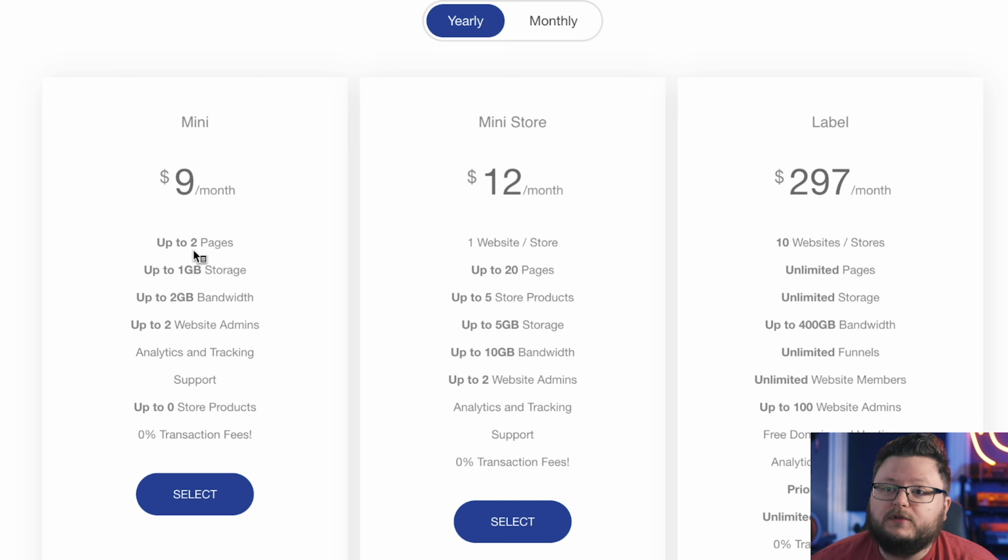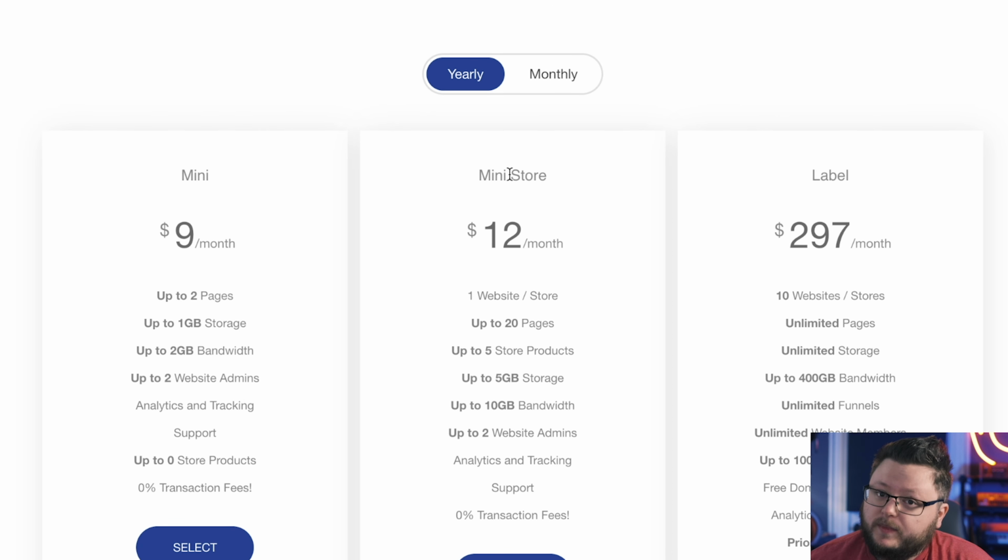$9 a month for up to 2 pages. You get 2 admins, a gig of storage, 2 gigs of bandwidth. So if you just need a site, like a home page, you can make a 1-page website and then a second page for an EPK or electronic press kit, or maybe a second page as a thank you page for a form, or a second page for exclusive content that you're only going to give to people who join your list, whatever it is, just for $9 a month. And I thought that would be cool to be able to have. I don't think it'll make sense for most people, but I think for some people it might.